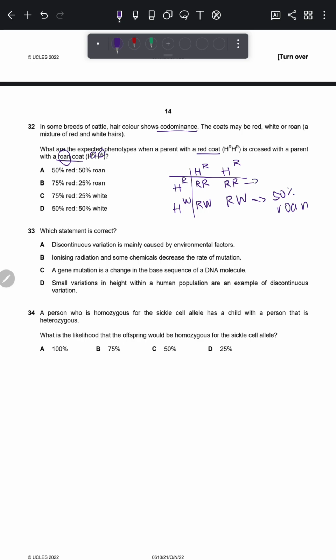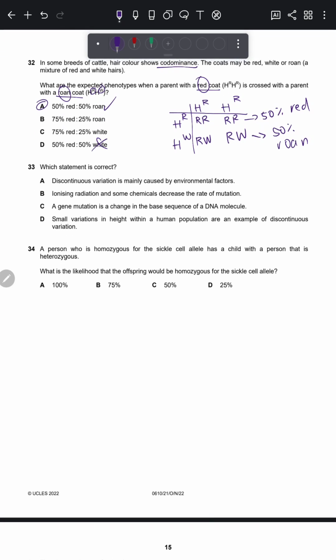And we get 50%, which is red actually. So it has to be this. Oh, not this, not white. Make sure to read the question and the answers carefully. Which statement is correct? Discontinuous variation mainly caused by environmental factors. Discontinuous variation is like eye color, and it's not caused by environmental factors, it's actually caused by genes.